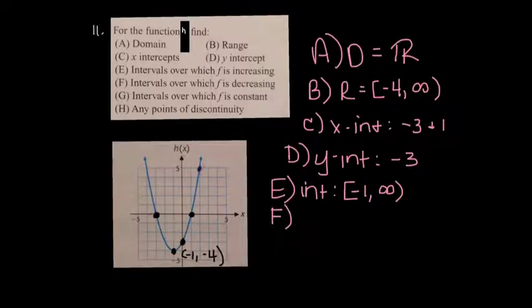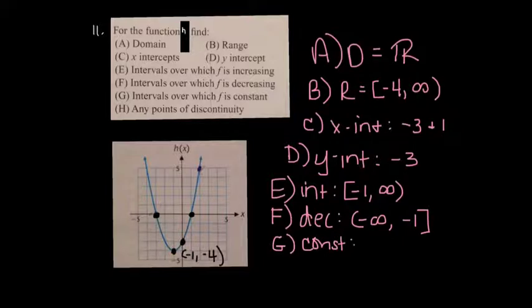It is decreasing. If I start at negative infinity and come this way, the function is going to be decreasing, or going down, until I hit this point. So the function is decreasing from negative infinity to negative 1. It's not constant anywhere, because there's nowhere in the function where it's not moving either down or up. So the function is always either increasing or decreasing. There's no points of discontinuity, because I can trace the entire function without ever lifting my pen.